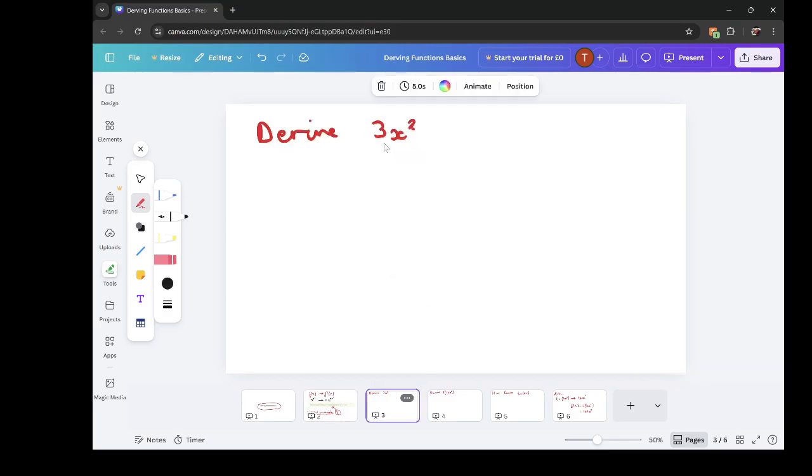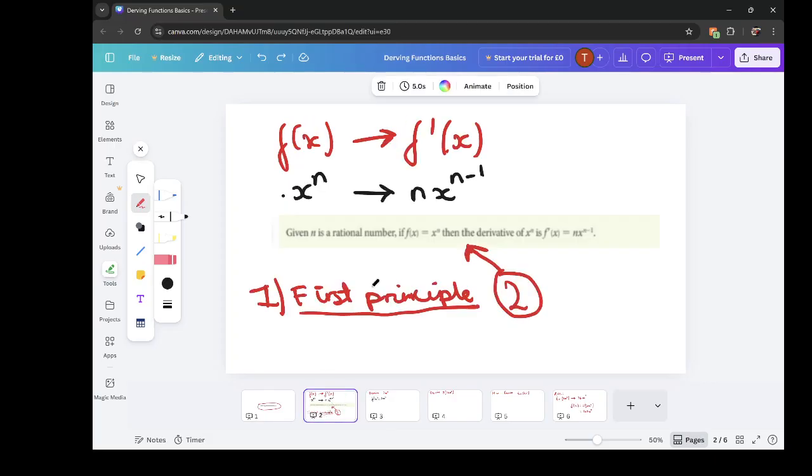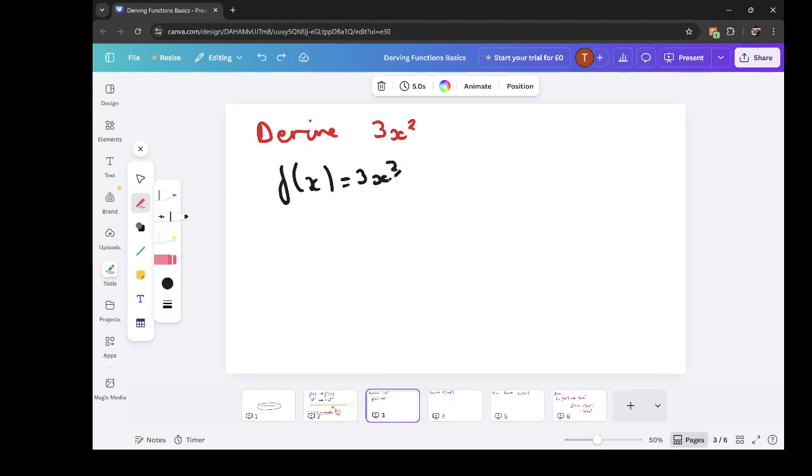In this case, you've been asked to derive 3x squared. You have to consider f of x is equal to 3x squared. But in this case, we're not given the function f of x in the form of x to the power of n. We have a constant over here, which is our 3, which we do not like whatsoever. So how are we going to deal with this? To deal with this, it says that if n is a rational number, we just check that first. Yes, n is a rational number, and this 3 over here is also rational.